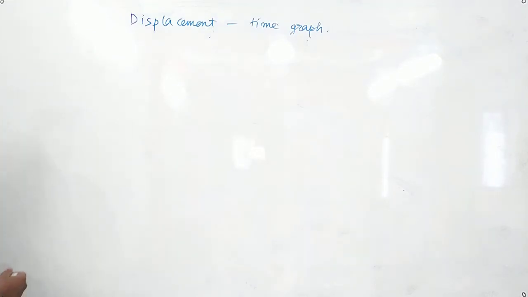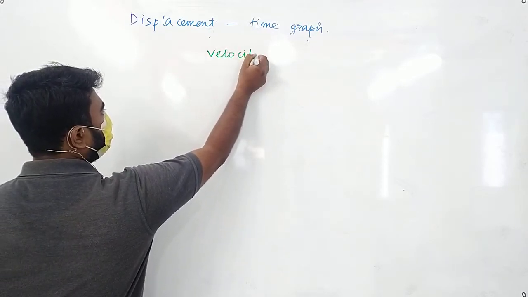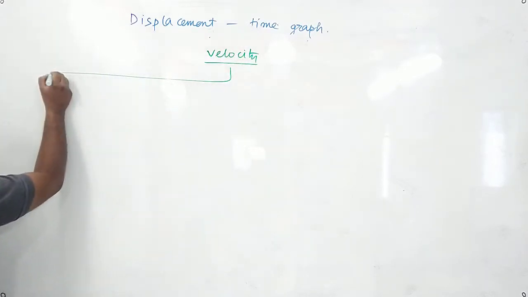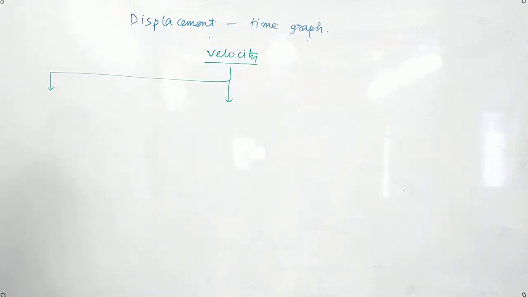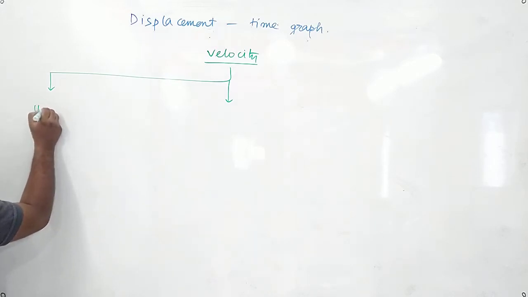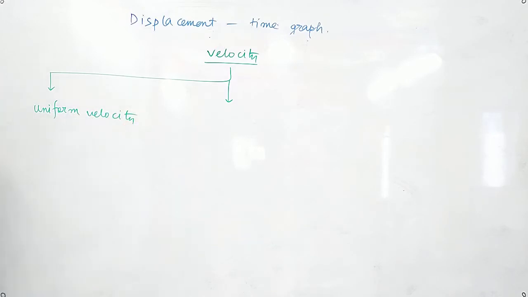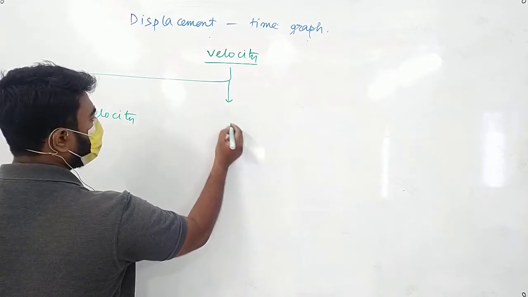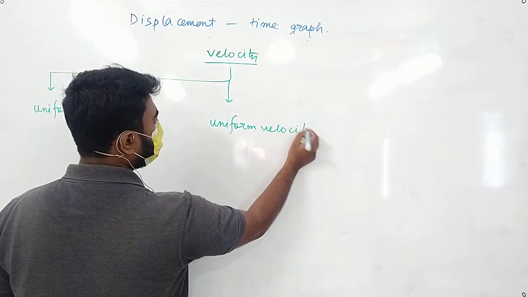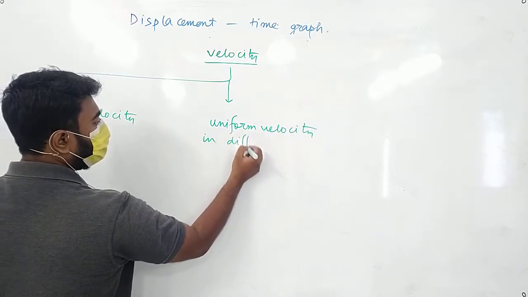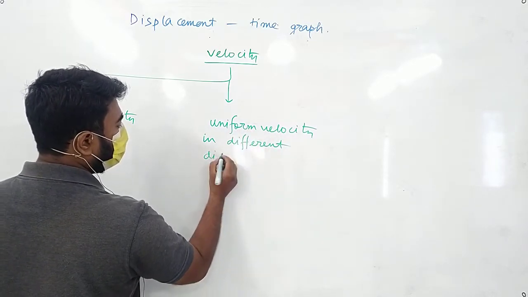Displacement time graph, when the body is moving with velocity. Now when the body is moving with velocity, there can be two kinds of cases. One is uniform velocity. Another one is uniform velocity in different direction.